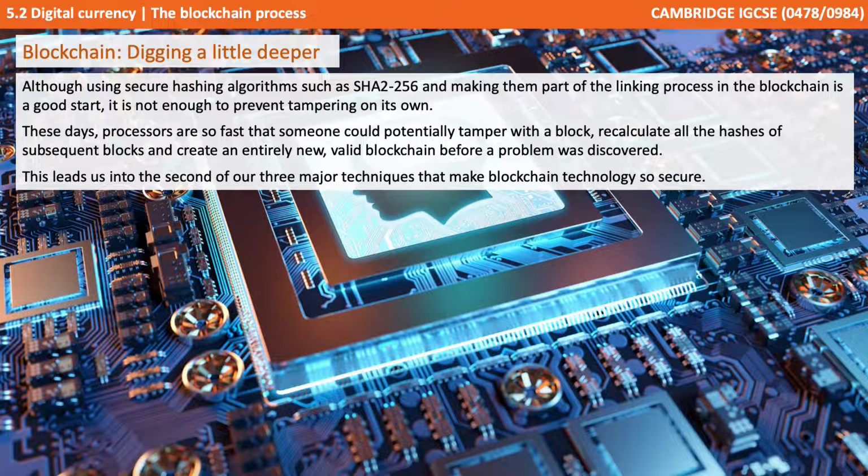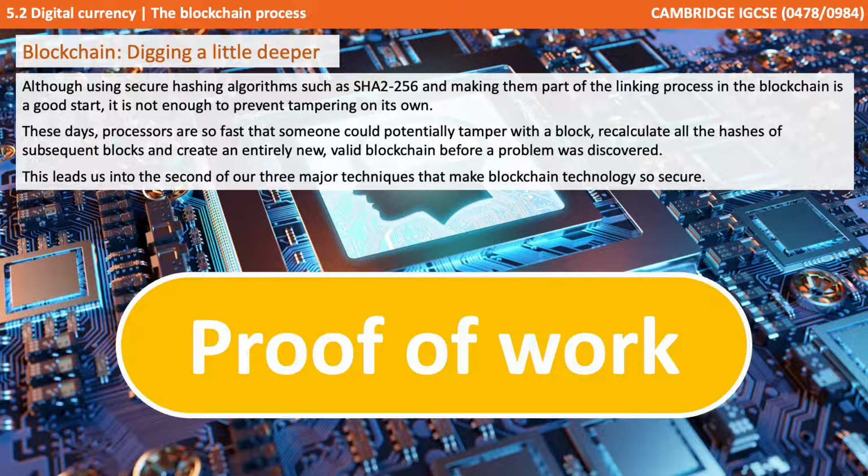Although using secure hashing algorithms such as SHA-256 and making them part of the linking process in the blockchain is a good start, it's not enough on its own to prevent tampering. After all, processing power today is so fast you could potentially tamper with a block, recalculate all the hashes of subsequent blocks, and create a whole new valid blockchain before the problem was discovered. This leads us into the second of our three major techniques which make blockchain technology so secure: proof of work.